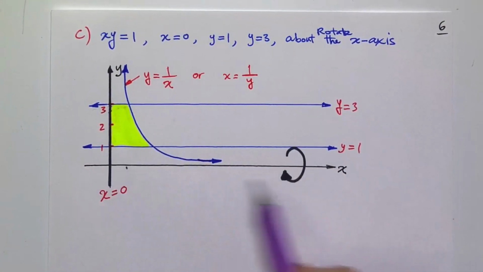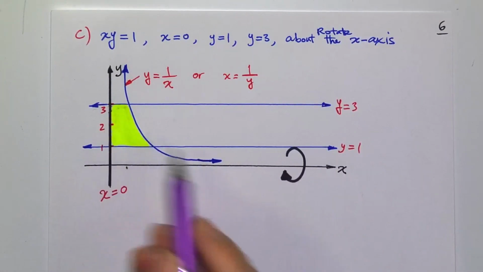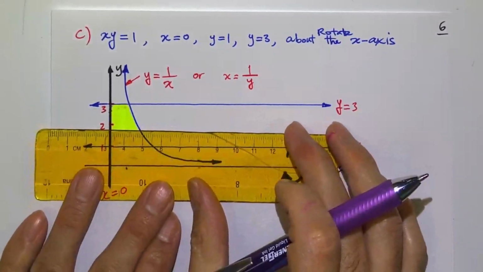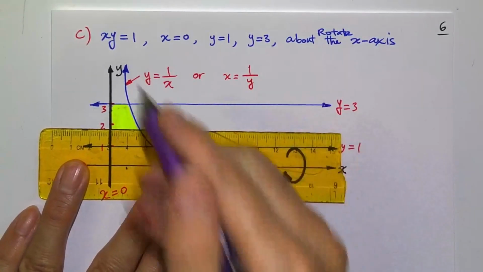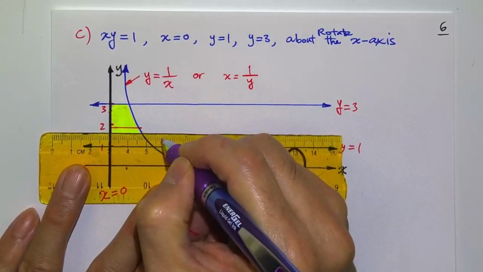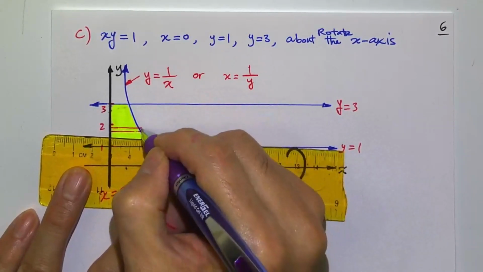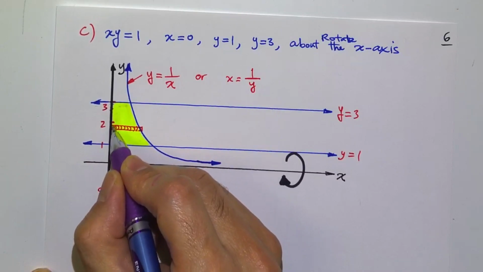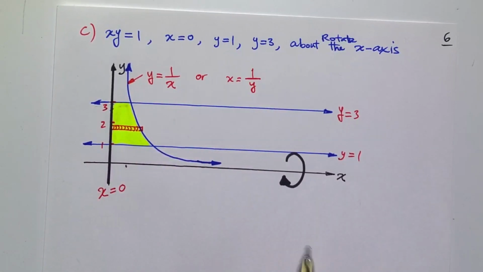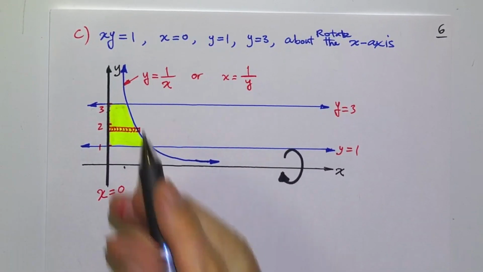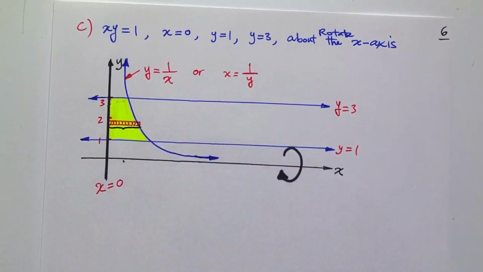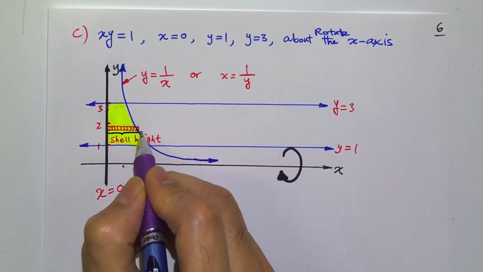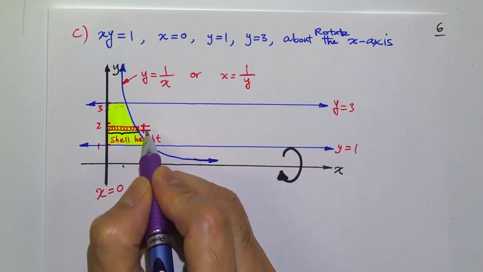So the axis of rotation is x, so we need to draw our shell parallel to that, right? So let's do that. If I draw my shell here, and also here, so that's going to be our shell height, right? Let's label that. So this is shell height. This is going to be shell thickness, right? That distance.